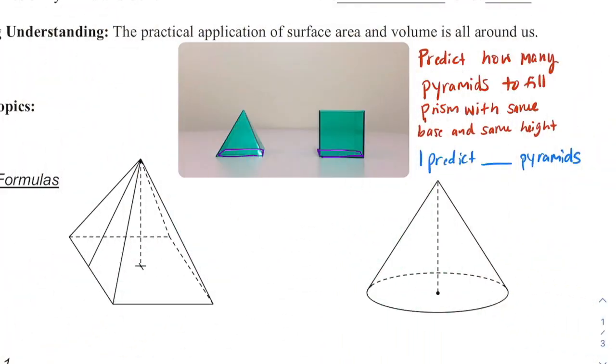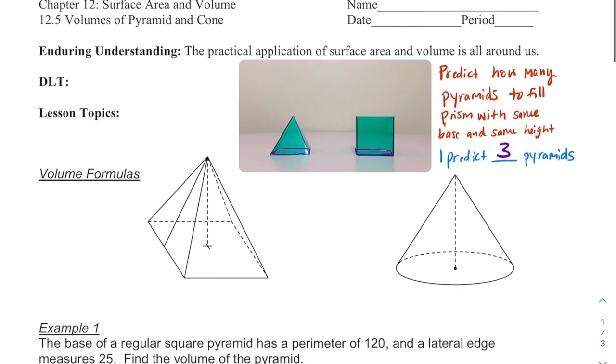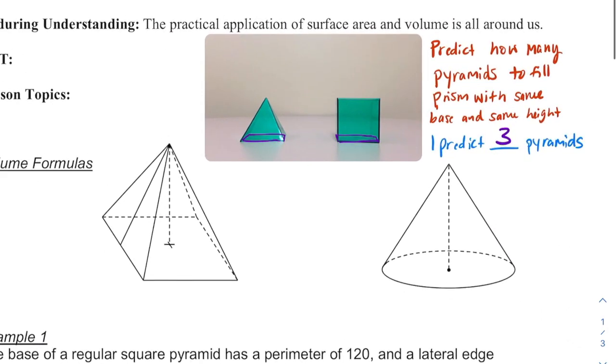Did you overestimate? Did you underestimate? Here is what we figured out. The video showed, and the person who filmed it did a pretty good job, that it took 3 pyramids to fill up that prism. They had the same base and the same height. So the volume of a pyramid with the same base area and the same height ended up being 1/3 of the volume of the prism. This is really helpful because I already know the volume of a prism, so I don't have to invent something unique and special.